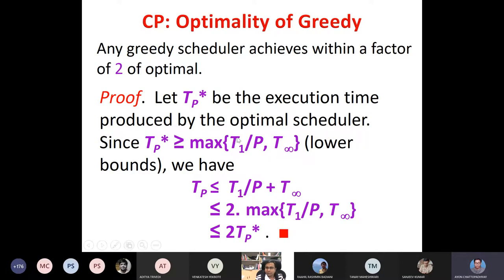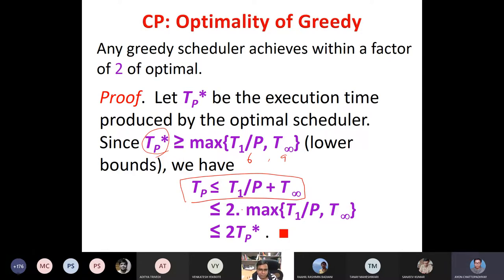Is this clear? In the earlier examples, T1 by P was 6 and the critical path was 9. So the optimal scheduling length cannot be less than 9. It should be greater than or equal to 9. We have already seen this: TP is less than or equal to T1 by P plus T infinite.